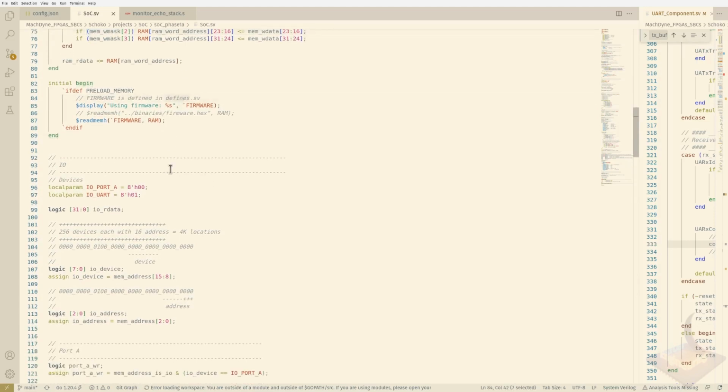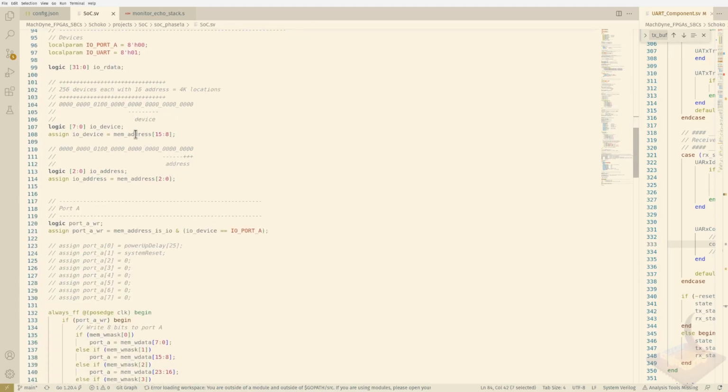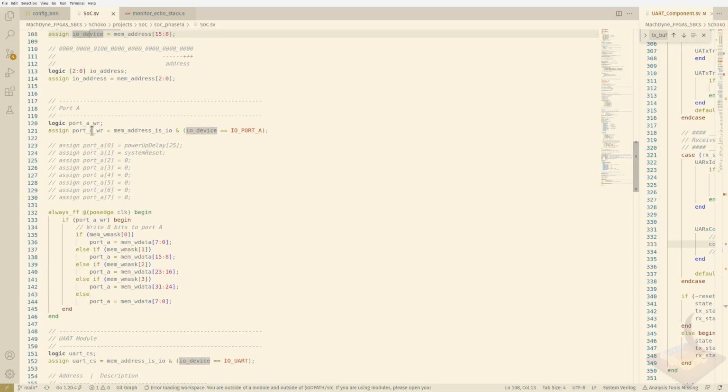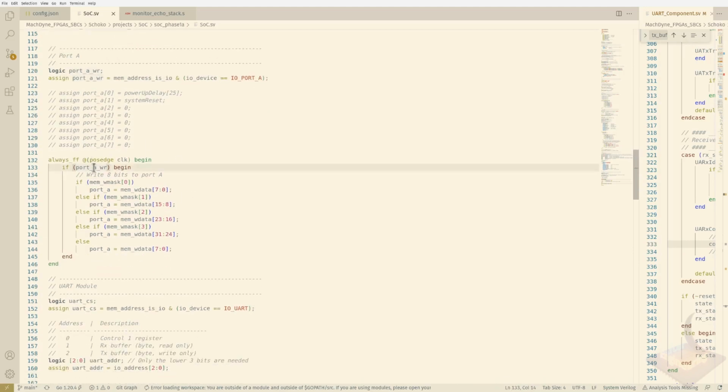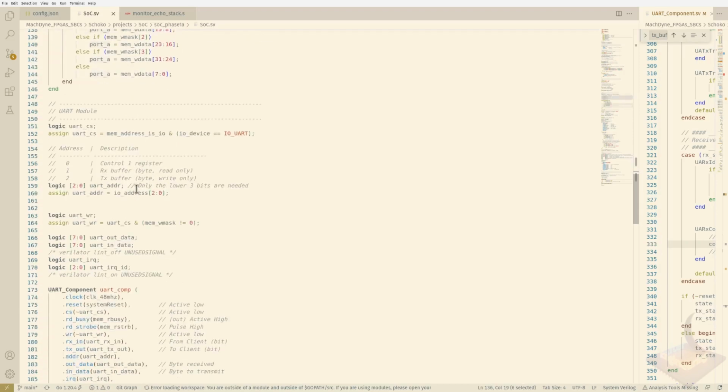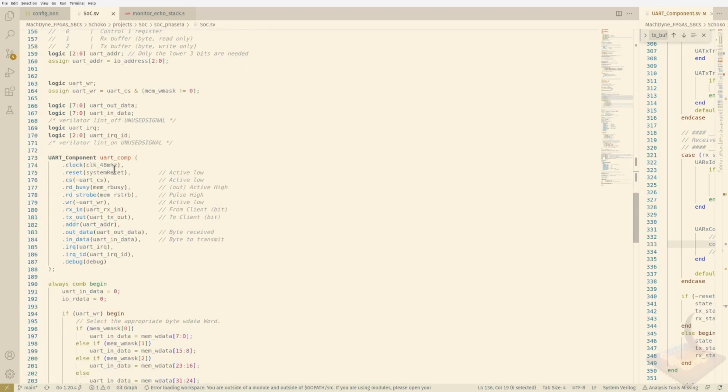This is our firmware that we're loading. We've seen that before. We've got all of our I/O devices. Now this section is taking that memory map granularity that I showed and breaking it down into its address and its device. And then we look to see whether we're writing to port A. So we say, hey, is it an I/O address and is it port A? Then we're writing. If that's the case, then again, we have to look to see what the write mask says so that we can pull out the correct byte out of the 32-bit word and put it into port A. If we come down here to the UART component, here we are.